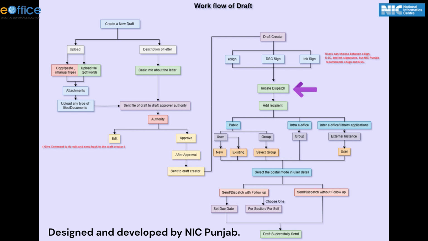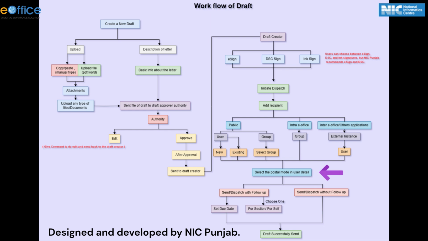Now initiating dispatch. The dispatch process involves adding recipients to the draft. The recipients can be categorized as follows. Public recipients. Users can be selected from new users, existing users, groups, specific recipient groups, intra-eOffice recipients. Groups within the office can be selected. Enter eOffice or other applications. External instances or users from other applications can be added.